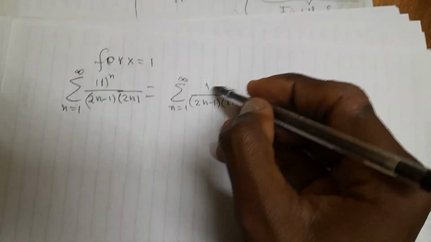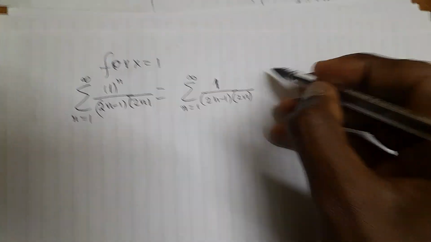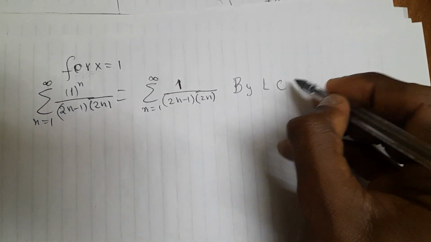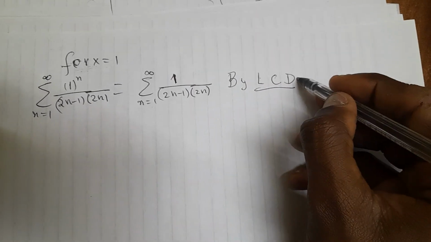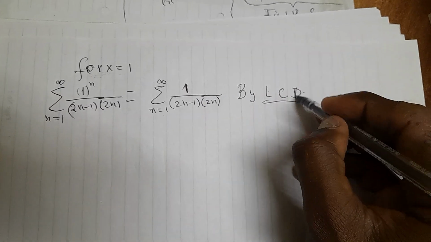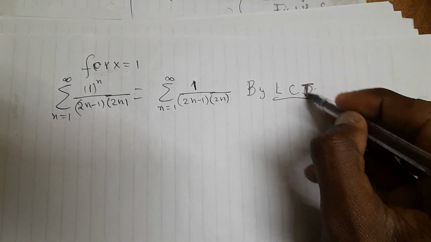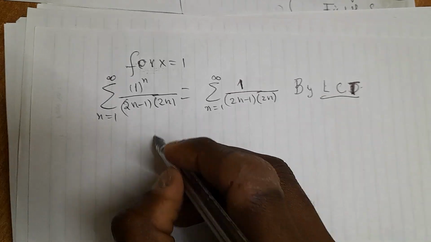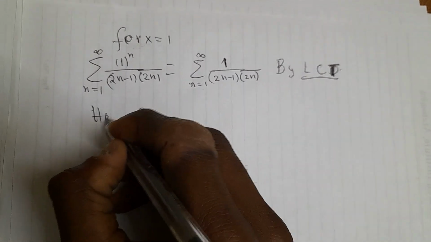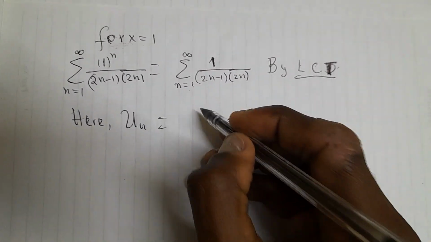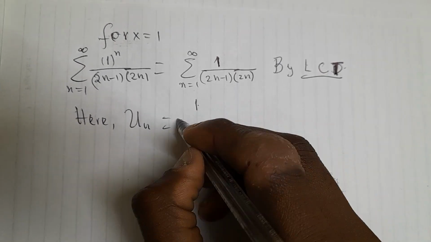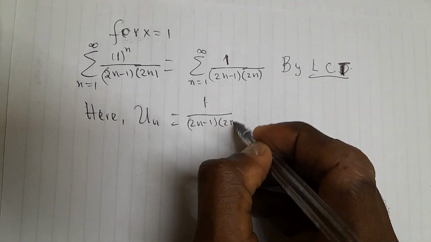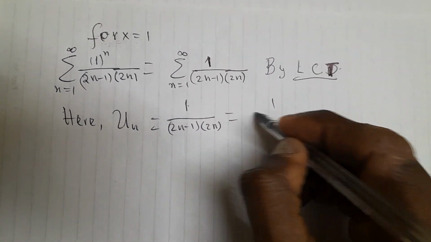So for this exercise, I will apply the LCT, the limit comparison test. So what does it mean? It means that first I have to know un. Here un is equal to 1 upon, take common this one, (2n minus 1) and 2n. So this is the same as writing this one.